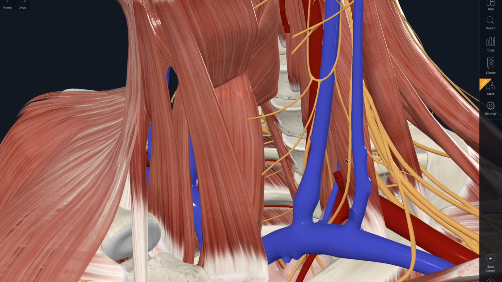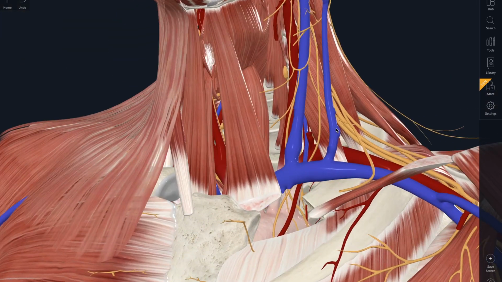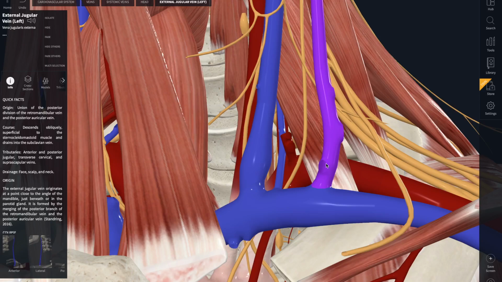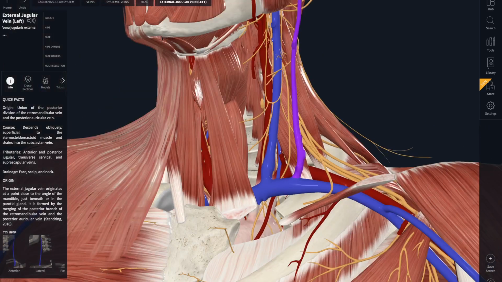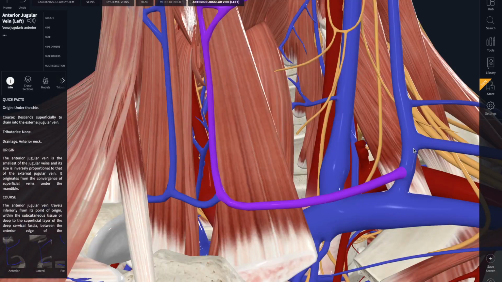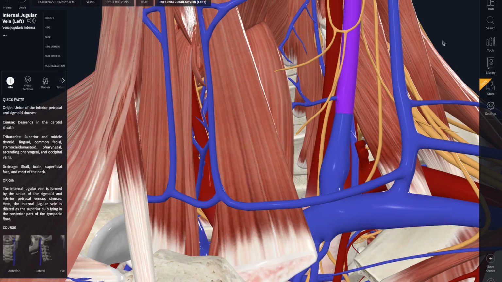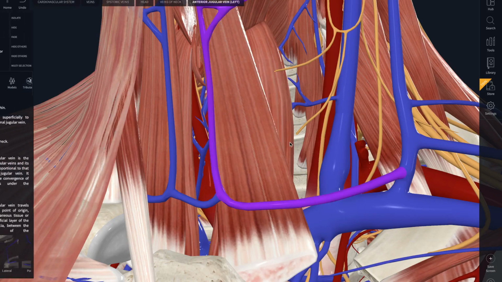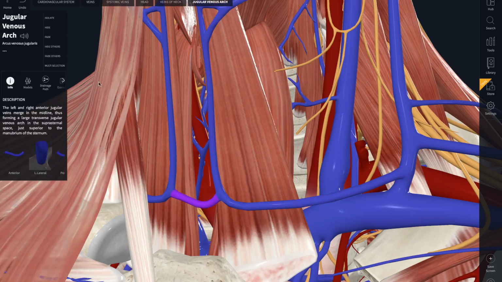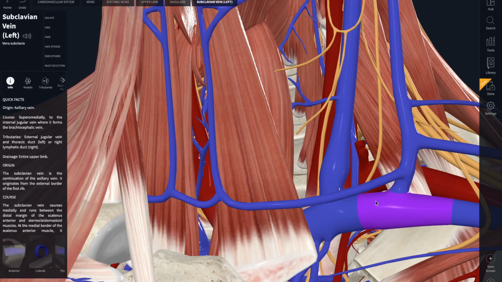With veins, we have the external jugular. Now this is the internal jugular, but here we have the external jugular and the anterior jugular, which isn't visible here. Let's make it visible. Here we have the anterior jugular, so external jugular, anterior jugular, and the subclavian vein. We're not talking about the internal jugular vein, according to this textbook at least. Remember, they meet up at the jugular venous arch. So external jugular, anterior jugular, and subclavian veins. These are the veins.